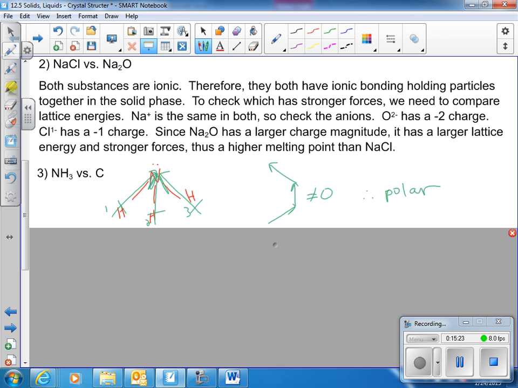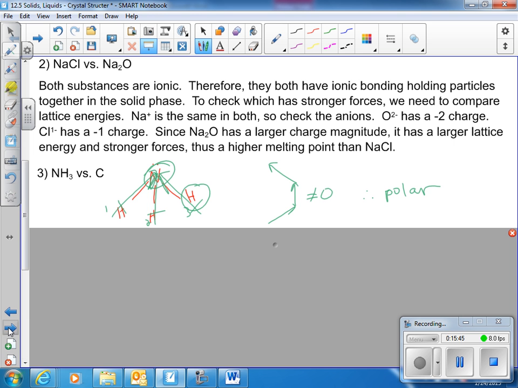Okay, so you should notice something else. I've got H bonded to N. If H is bonded to N, I also have hydrogen bonding. So NH3 has London dispersion, dipole-dipole, and hydrogen bonding intermolecular forces.